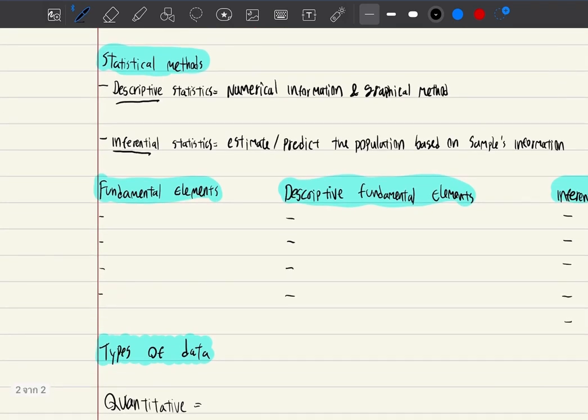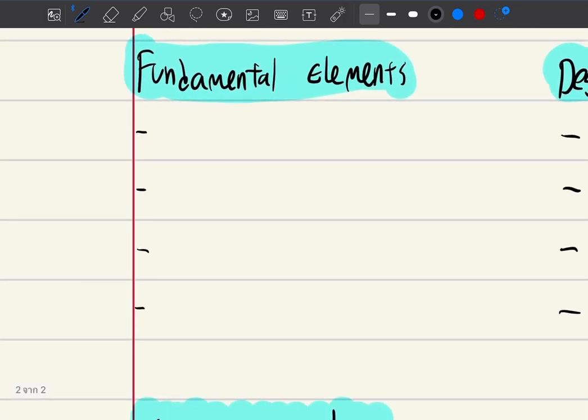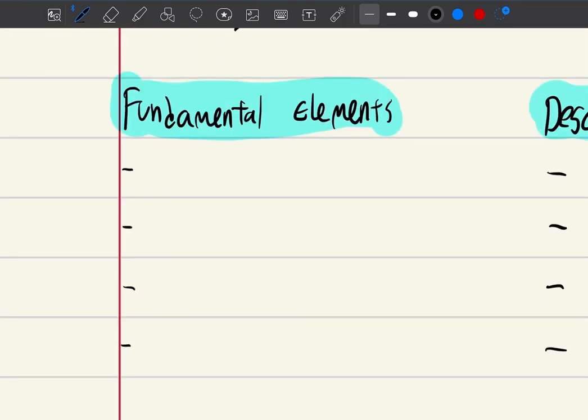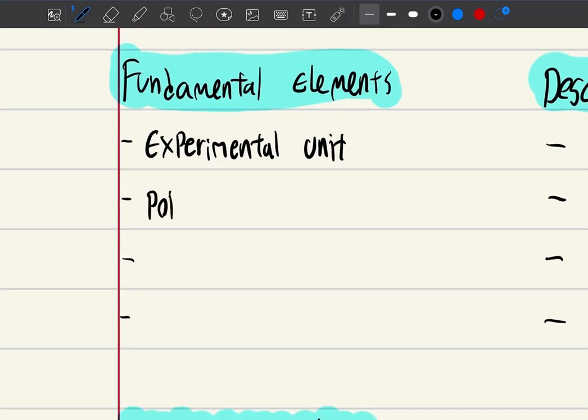Let's move on. The next one is fundamental elements. In statistics, we have four fundamental elements. The first one is experimental unit. The second one is population. The third one is variable, and the fourth is a sample.